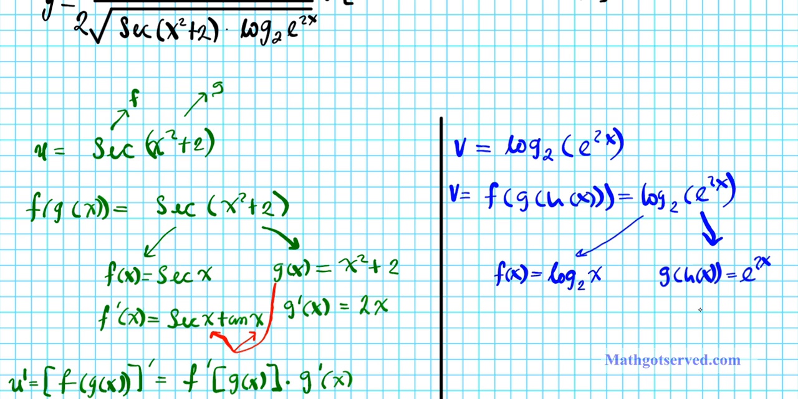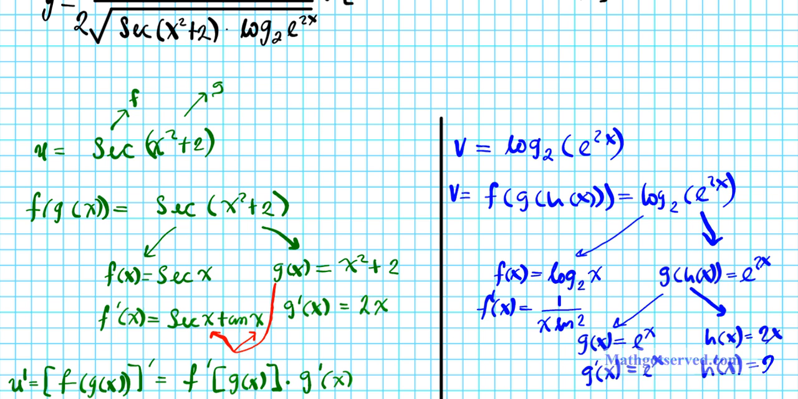Okay? Now, what is g of x? The outer function, g of x, is e to the x. That leaves us with h of x as 2x. All right, so let's go ahead and find the derivative of the three functions. F prime of x is 1 over x ln 2. G prime of x is e to the x. And then h prime of x is 2.